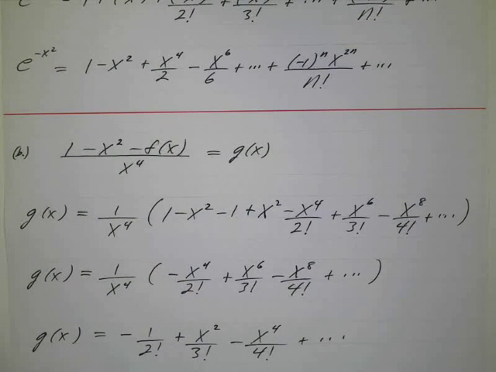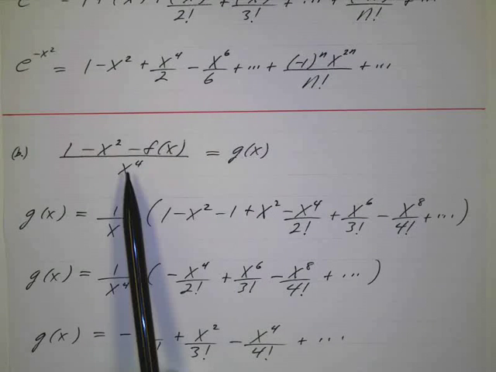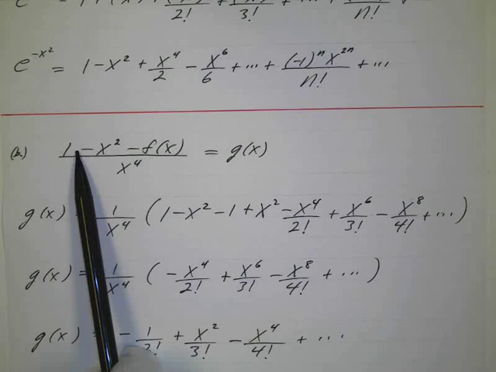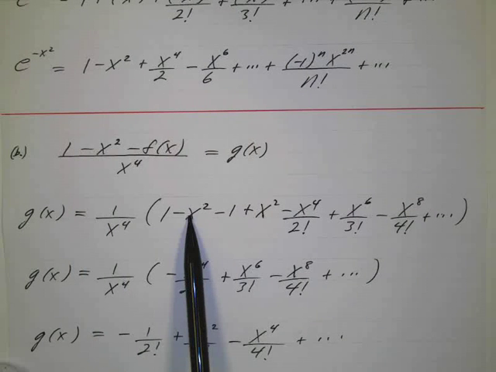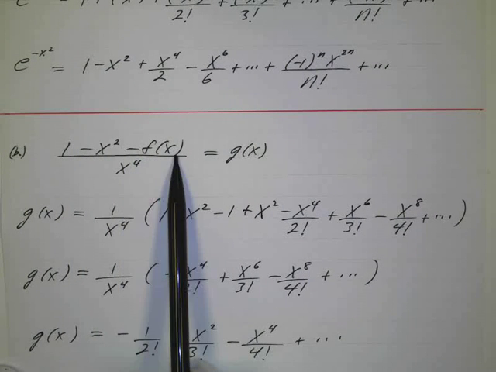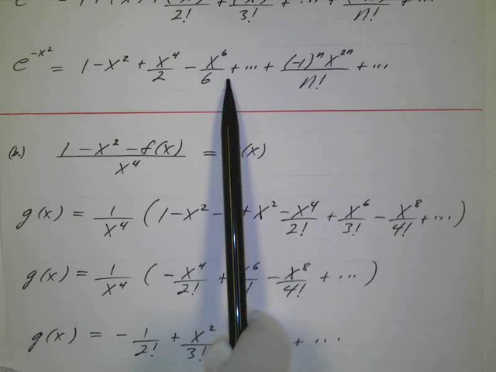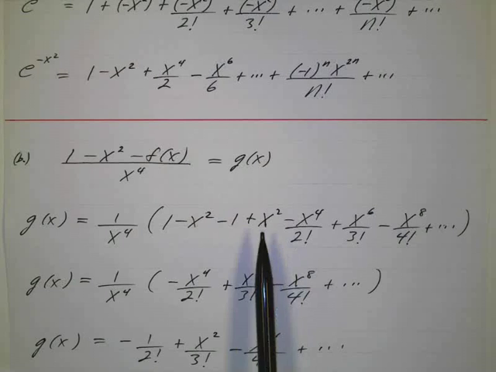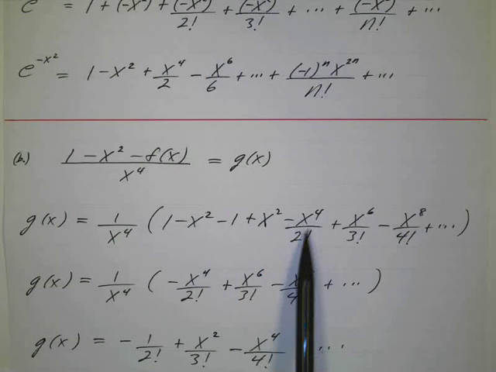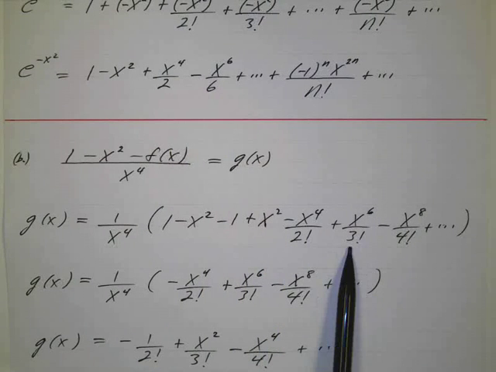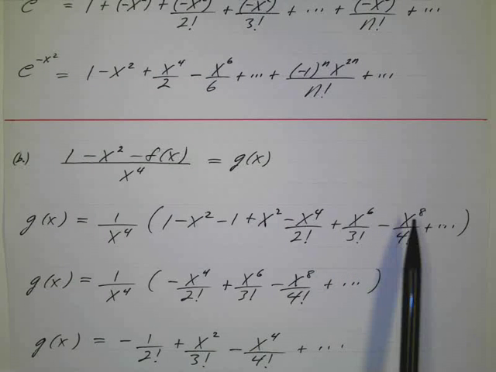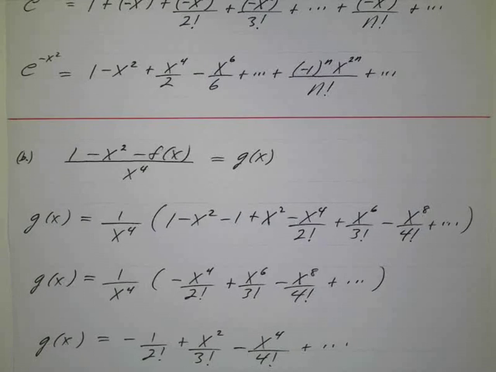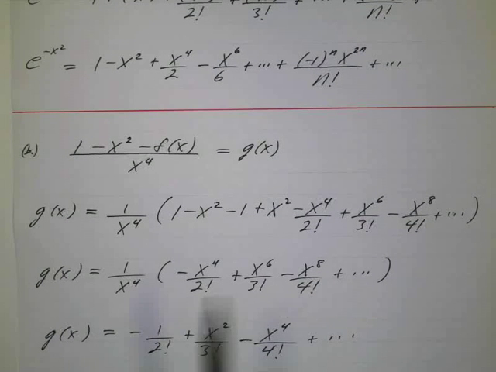Well, I called this g of x just for convenience, and I wrote that g of x equals, and I can take the 1 over x to the 4th out in front, and I've got this 1 minus x squared, and then what is negative f of x? Well, f of x is right up here. So if I take its negative, that's going to be negative 1 plus x squared minus x to the 4th over 2 factorial plus x to the 6th over 3 factorial. The next one would be minus x to the 8th over 4 factorial all the way out. And I didn't really do the general term because you don't really have to, as you'll see in just a moment.